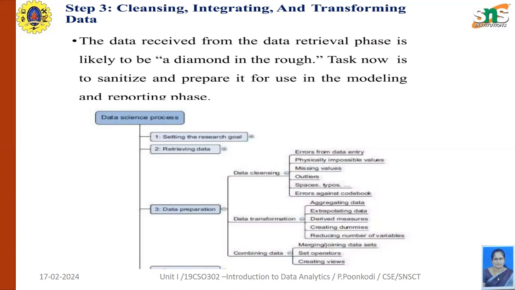Then the next one is data transformation. After performing the data cleaning operation, the data should be transformed. Transforming data might involve aggregating data, extrapolating data, derived measures, creating dummies, and reducing the number of variables. These are all processes done during the data transformation stage. Then the next one is combining data, which is nothing but merging or joining the data sets. For performing that, we use set operations, and we use create view to create the views for that particular combined data.